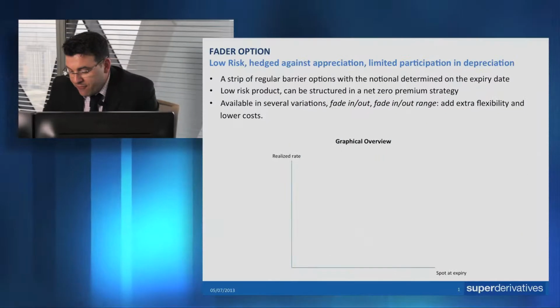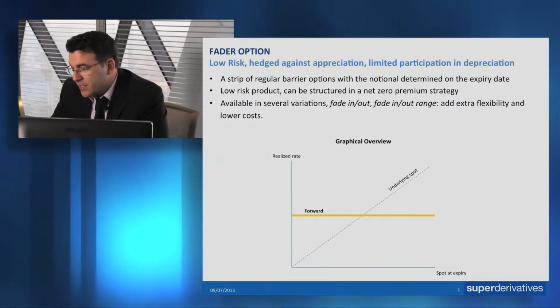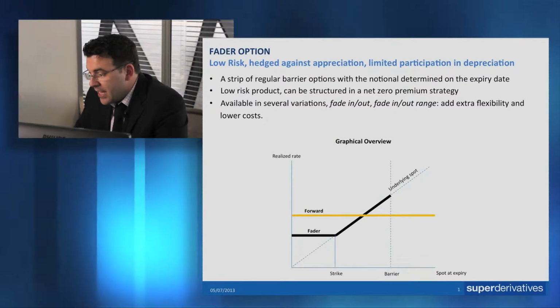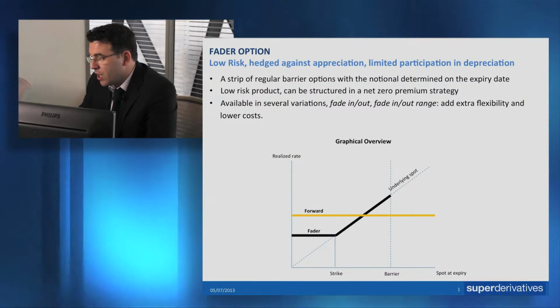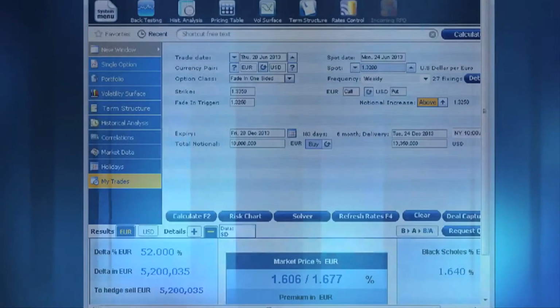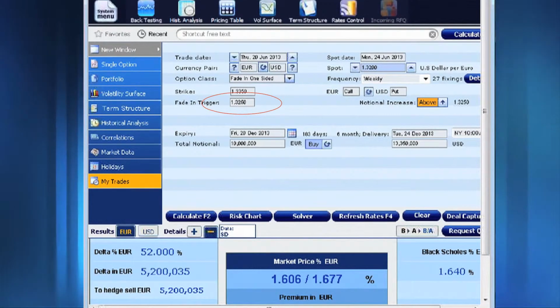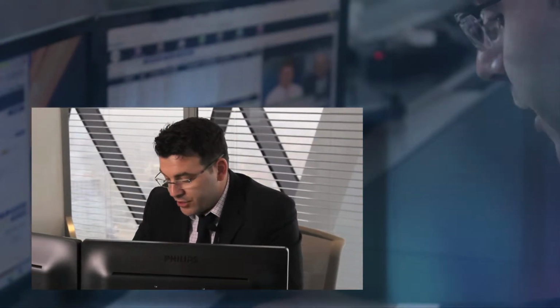We will start looking at faders. A fader is just a regular vanilla option where the notional of the vanilla is determined on the expiry date rather than by a predefined value. At expiration, the exact notional depends on a combination of conditions. First of all, the predefined spot condition, which can be set as a range where the spot must be inside or outside the range, or just as a one-sided condition where the spot is above or below a predefined trigger.